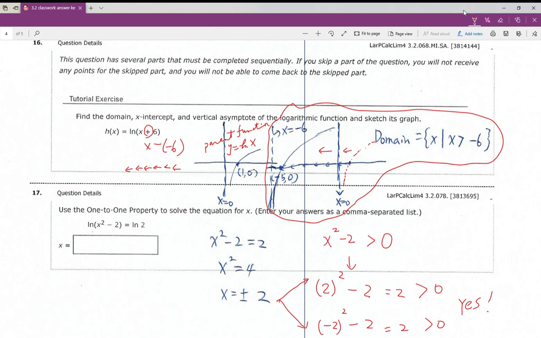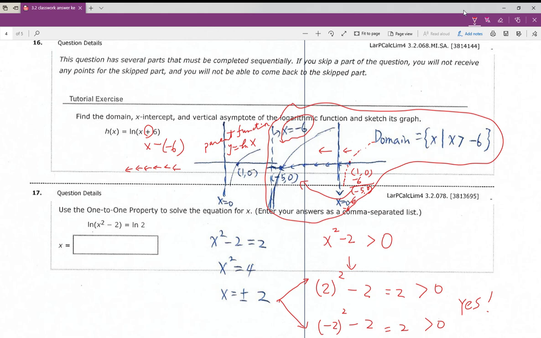Now, say this is the parent function. You have 1, 0, and taking away 6 becomes -5, 0. So you take away 6, so you have -5, 0. That's how you have this one. And this asymptote, x equals 0, you take away 6. 0 take away 6, you have x equal to negative 6. So the asymptote is 0 minus 6.